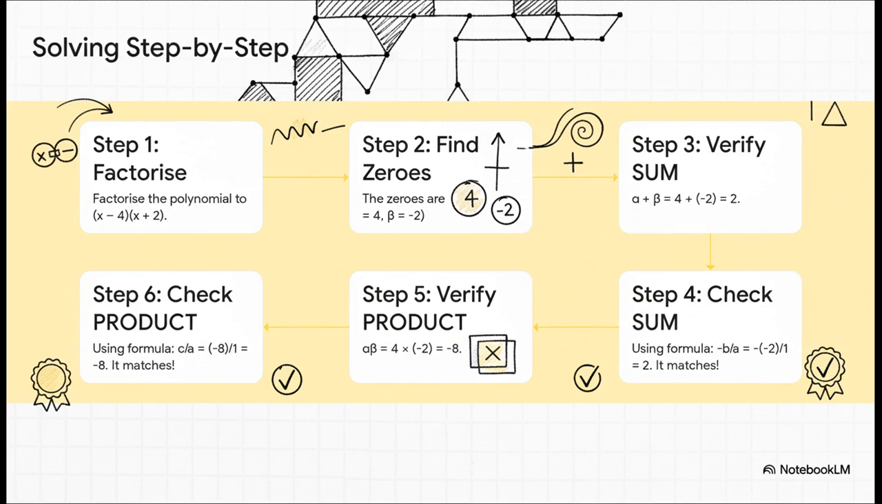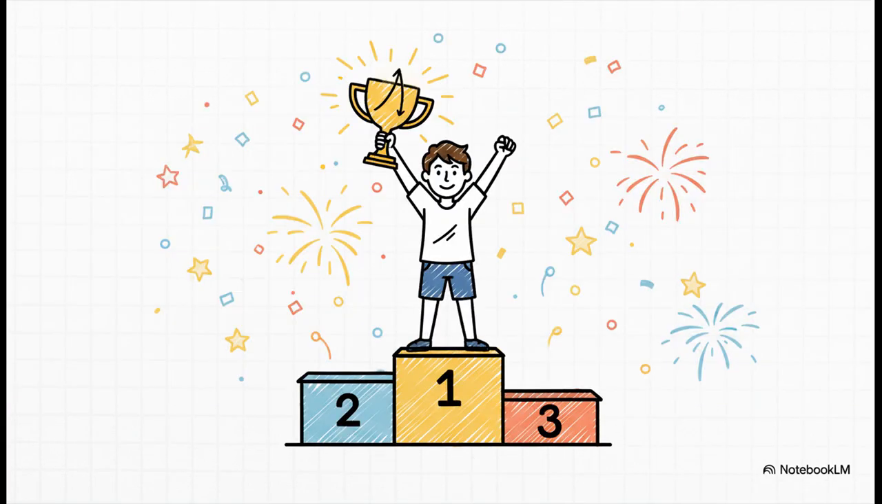Now for the verification part. Let's check the sum. Our zeros are 4 and minus 2, so 4 plus minus 2 equals 2. And what does our formula say? It says the sum is minus b over a. Here, b is minus 2 and a is 1. So minus of minus 2 over 1 is 2. It matches. Wow! Now let's check the product. 4 times minus 2 is minus 8. And the formula? C over a. That's minus 8 over 1, which is also minus 8. It matches again. See, this is how you know for sure that your answer is 100% correct in the exam. See, I told you it was easy.